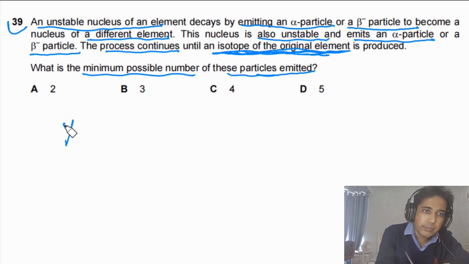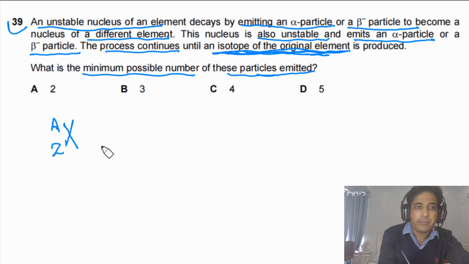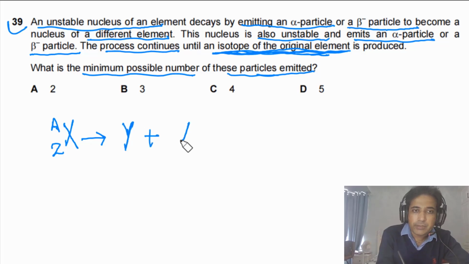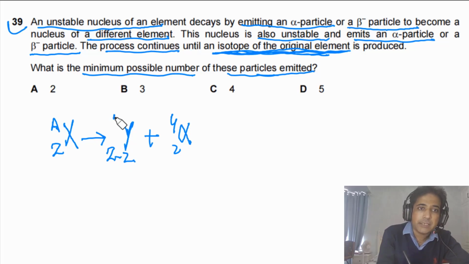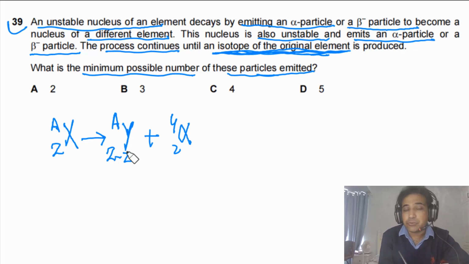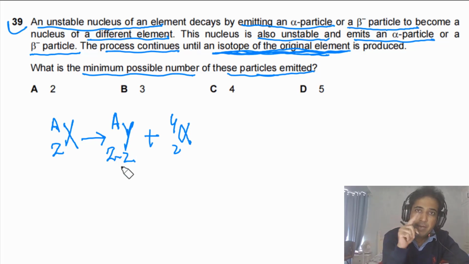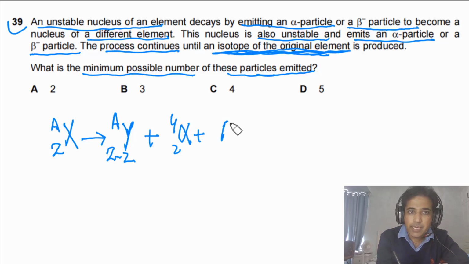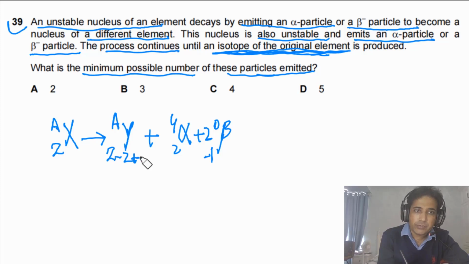So first of all, we can simply imagine we have nucleus X, with atomic number Z and mass number A. If it emits one alpha particle, we get a new nucleus, and its atomic number will decrease by 2, but its mass number will remain the same. Now this one decreases by 2, and we have to bring it back to Z. So it means a beta minus particle. If 2 beta minus particles are emitted, this one should be plus 2.